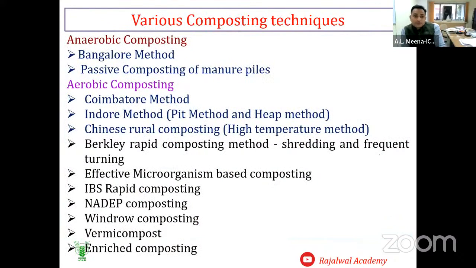Now, these are the various composting techniques which are used in our country. Many are there, but I have covered only some basic ones, which are for anaerobic composting: the Bangalore method and the passive composting of manure piles. And in case of aerobic composting, many methods are used in our country. Among them, the Coimbatore method, Indore method, Chinese rural composting, Berkeley rapid composting method, then effective microorganism-based composting, IBS rapid composting, NADEP composting, windrow composting, vermicompost, and so on. These are the techniques which are used for preparation of different composting materials.